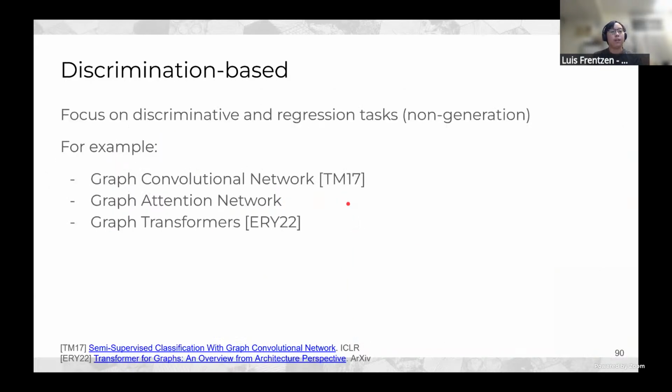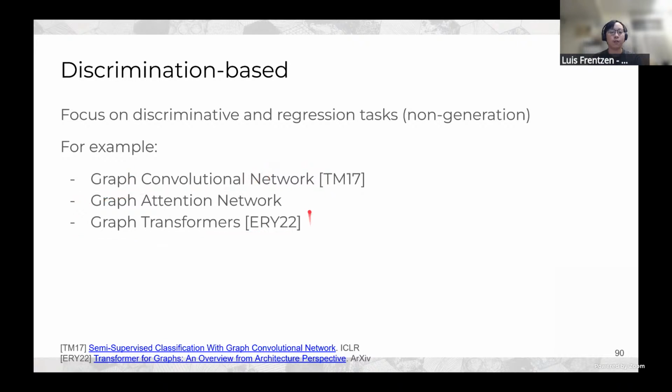Okay, and then for the discriminative base, as I said before, they focus on discriminative or regression tasks. All of the examples present here are mostly when you integrate graphs with some other types of architecture. For example, graph convolutional networks, where I believe they are doing some sort of convolution, but because it is not pixels, you need some creative ways to make that work.